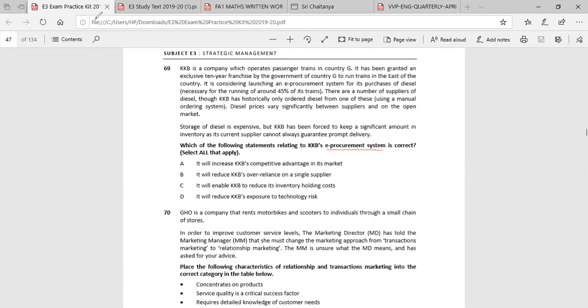It will enable KKB to reduce its inventory holding cost. That's a correct one, because the conventional method was spending a lot on storage of inventory, which was resulting in high carrying cost or holding cost or inventory cost. Right? D, someone said D. It will reduce KKB's exposure to technology risk.